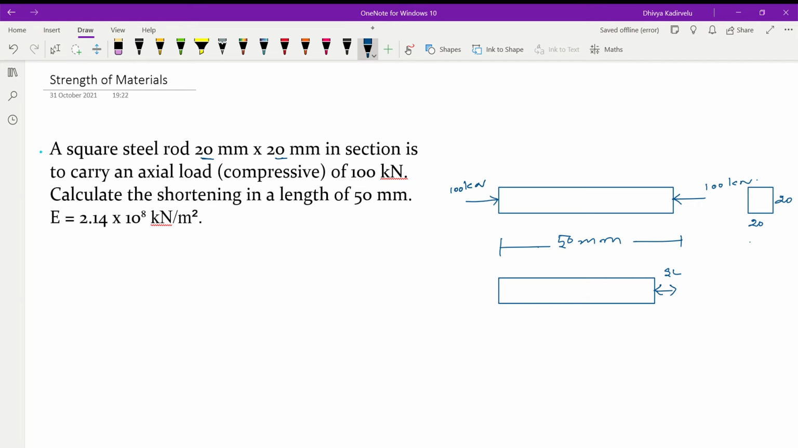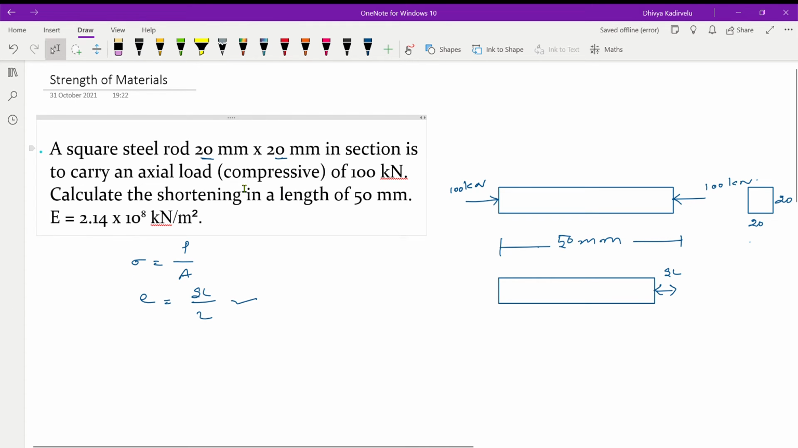So what are the formulas we can use? I can use the sigma formula, sigma is equal to load divided by A, and the strain formula, strain is equal to change in length divided by original length. If I have to use this formula, I need to know the original length and I need to know the strain value. Is the strain value given in the question? No. So I cannot use that formula directly, right? So I need to calculate the strain value. How can I find it?